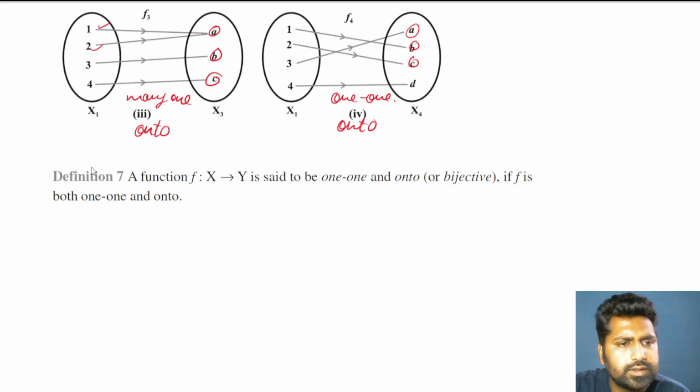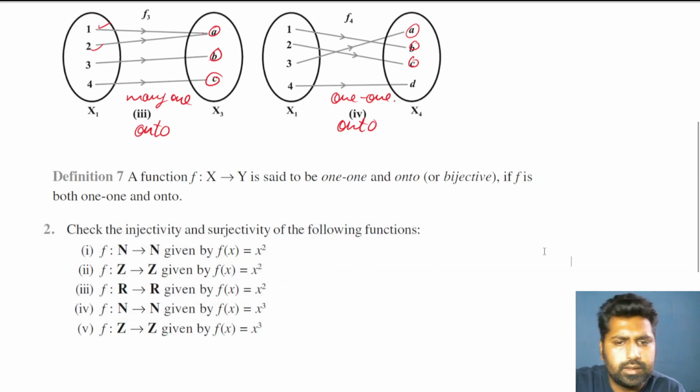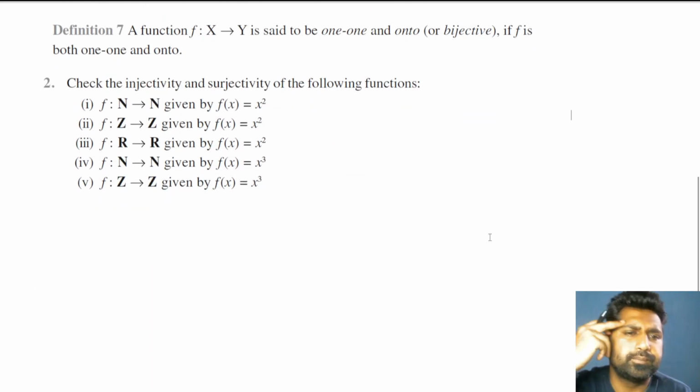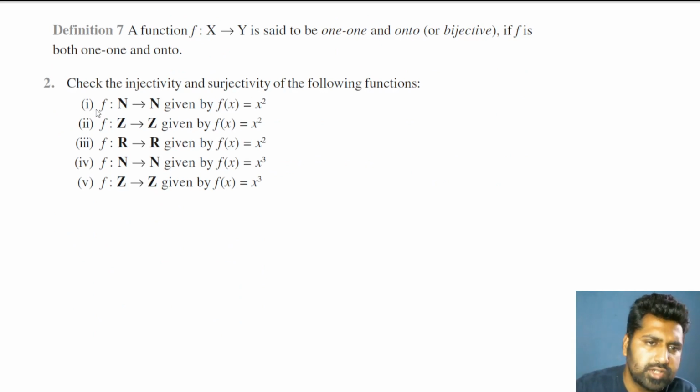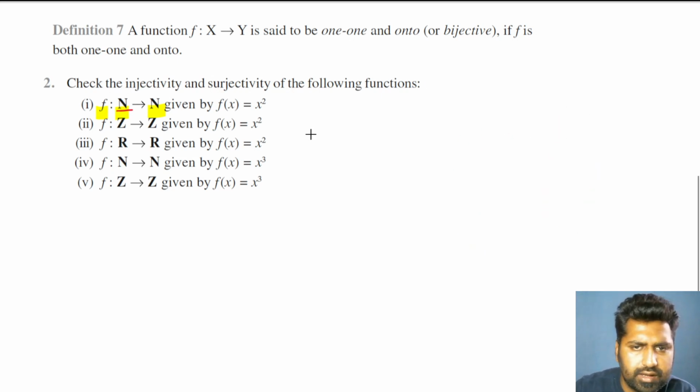Let's look at this question. This question will give you quite a good idea about 1 1 and onto. Okay, let's see this. The question says a function is defined from N to N. This N to N means the first set, the value of x that you'll take is from the natural numbers, and the second set you'll take will also be from natural numbers.